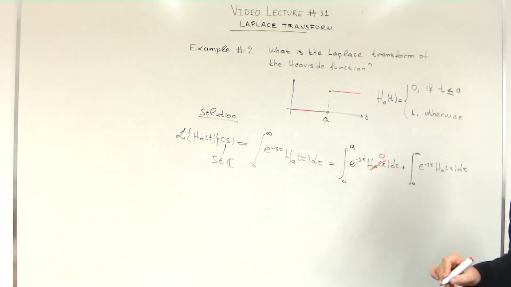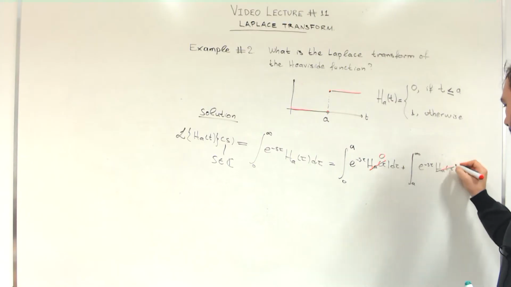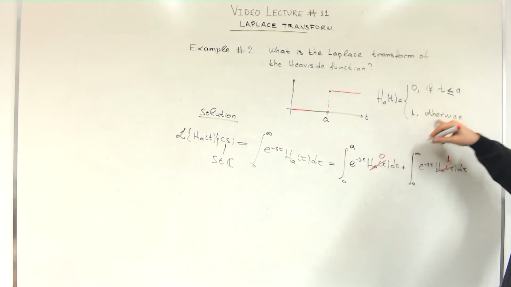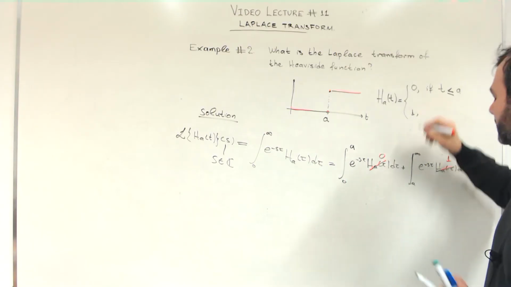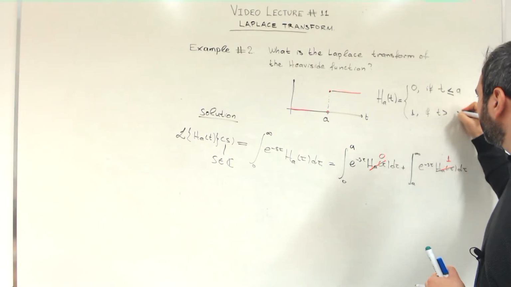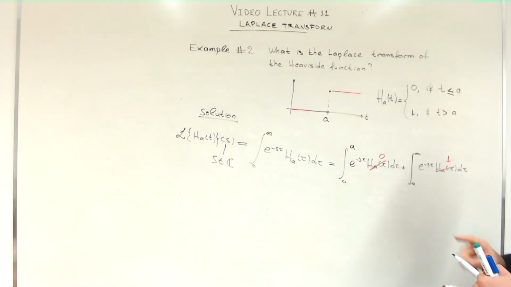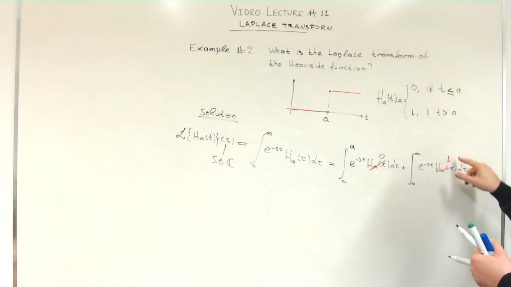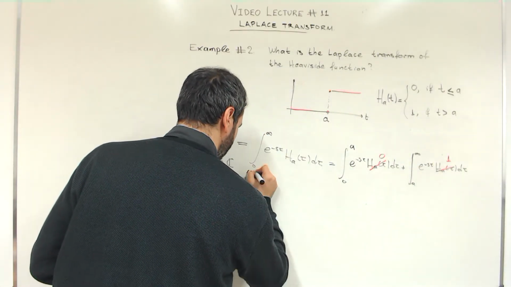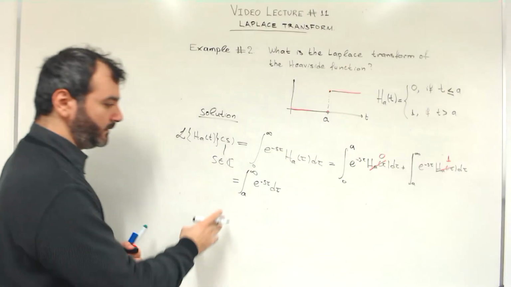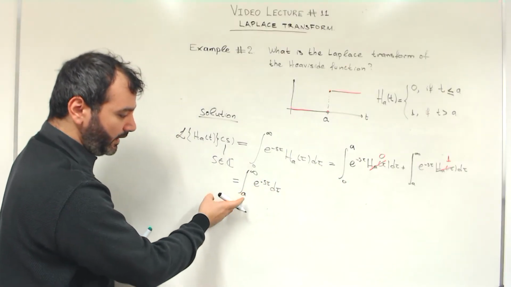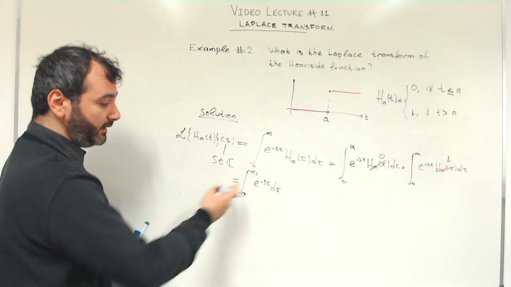So the first integral is 0. And the second function, from a to infinity, from a above, so let's write here that this is equal to 1 if t is above a. So from a up to infinity is equal to 1. Therefore the integral now becomes equal to the integral from a to infinity of this function.